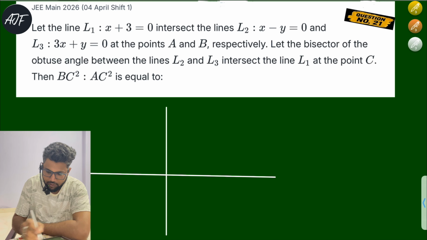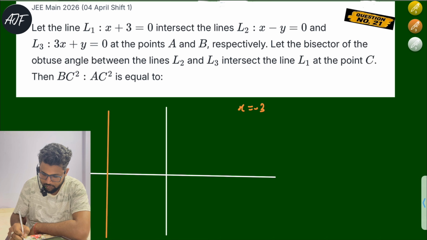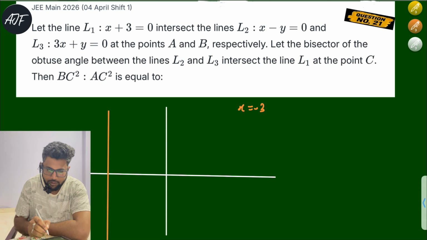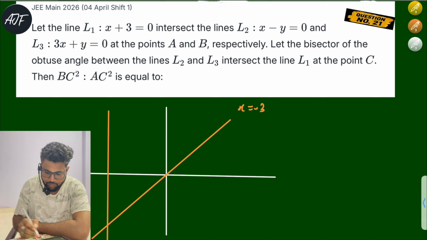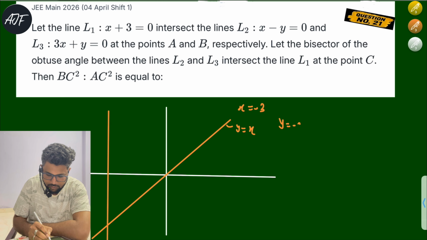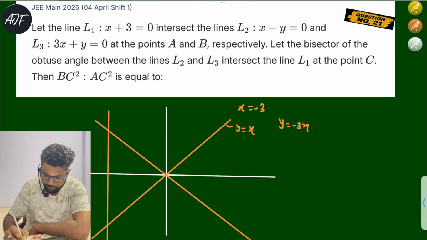Now, x + 3 = 0 means x = -3, a line parallel to the y axis. So I'll connect it: the line x = -3 is like this, right? Similarly, x = y, that is the line y = x, is like this. Similarly, y = -3x has a negative slope, so it is like this, right?